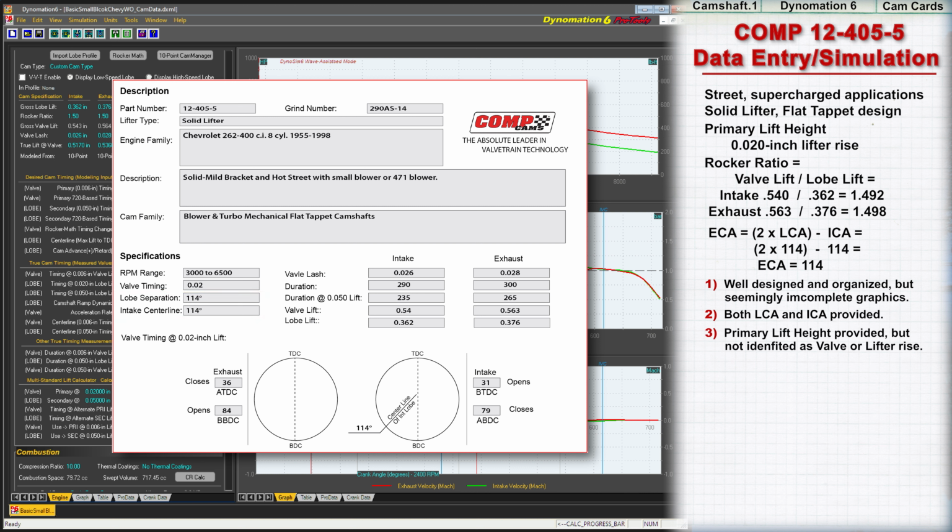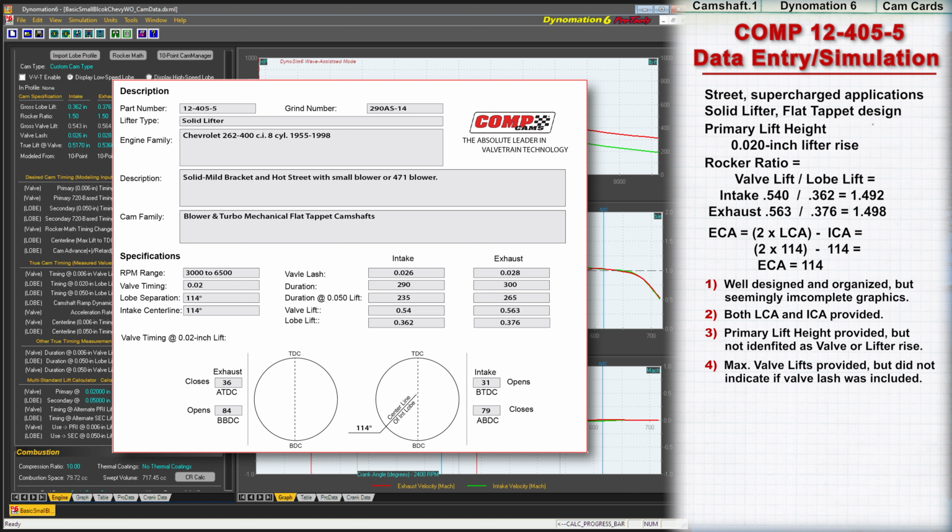3. The cam card clearly indicated the lift height for primary timing at 20 thousandth inch, but it didn't indicate if this was a 20 thousandth inch valve lift or lifter rise measurement. I had to confirm that it was lifter rise in the Comp Cams catalog.